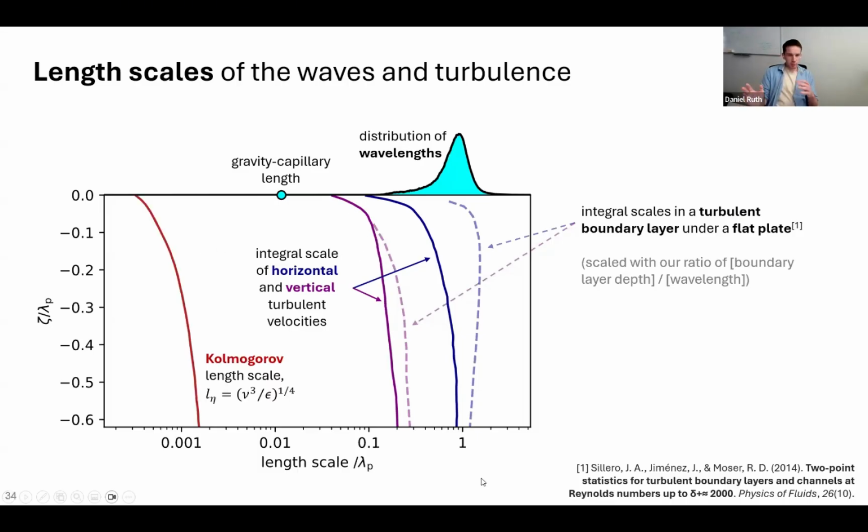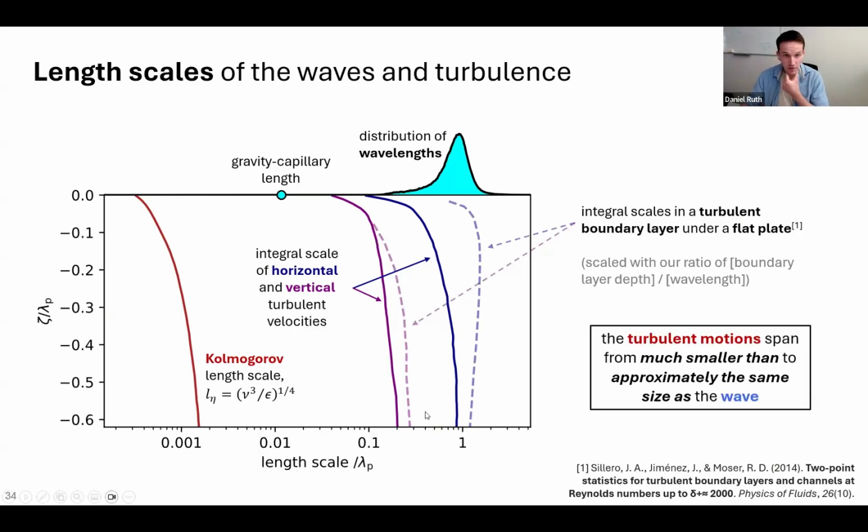And then finally, as a lower bound for the spatial scale of the turbulence, we can calculate the Kolmogorov length scale once we have an estimate for the dissipation rate, which I won't talk about for the sake of time. But you can see this is much, much smaller than the waves. So this plot is telling us overall that the turbulent motions, which are spanning from this Kolmogorov scale all the way up to the integral scale, are much smaller than or up to approximately the same size as the wave scale.